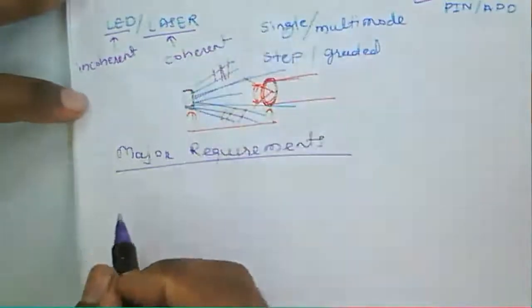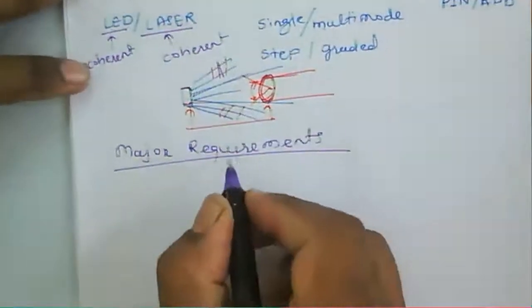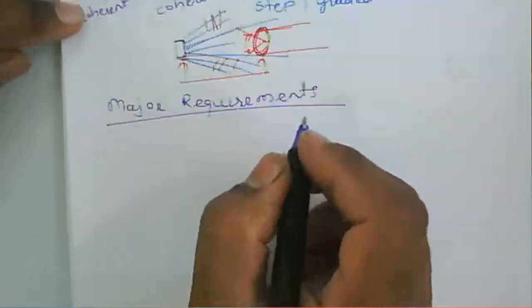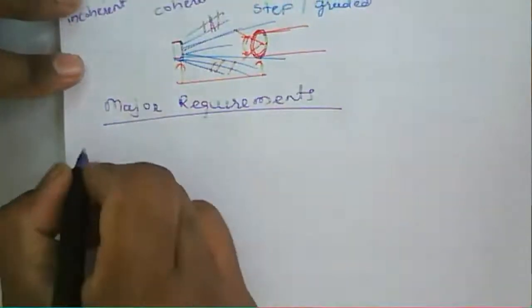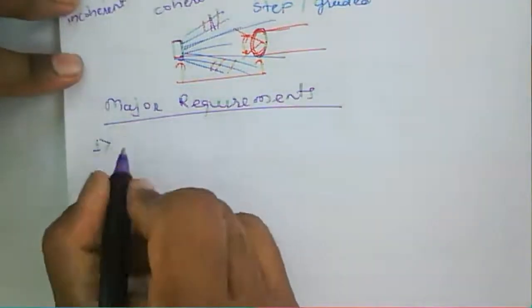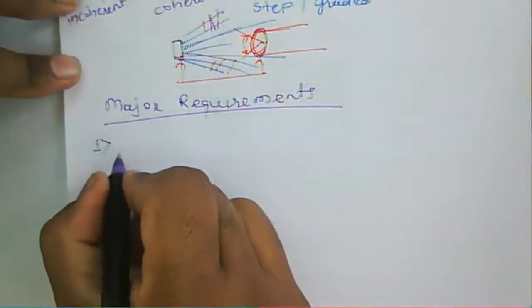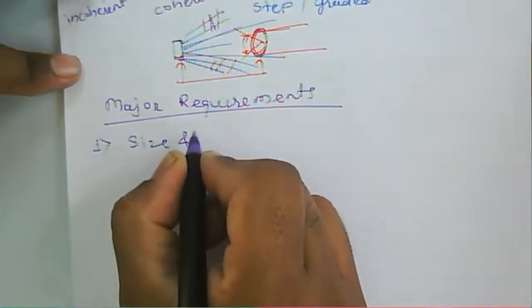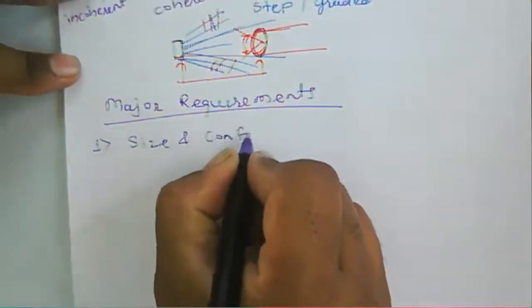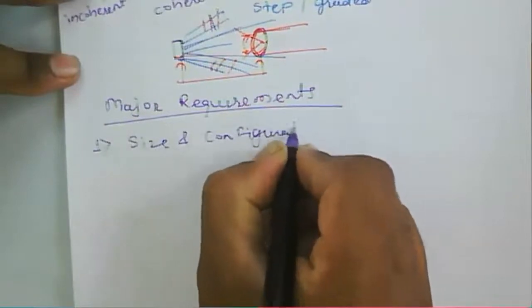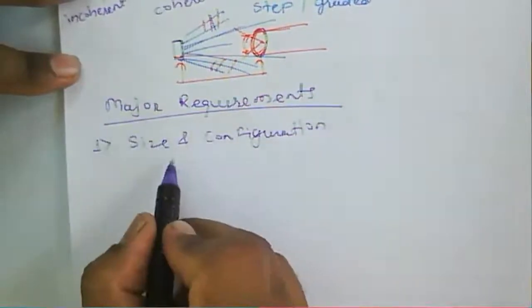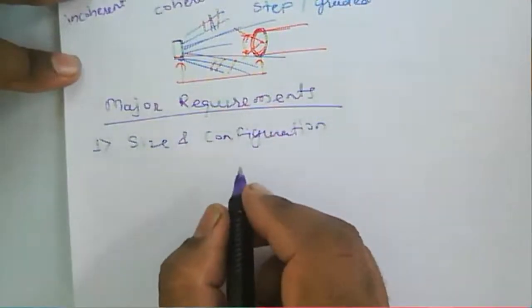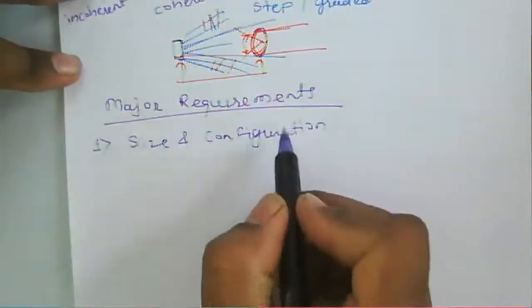So now we'll go one by one. What are the various requirements for the given particular fiber so that optical fiber communication can take place? One, the size and the configuration, that will be compatible with launching light into an optical fiber.